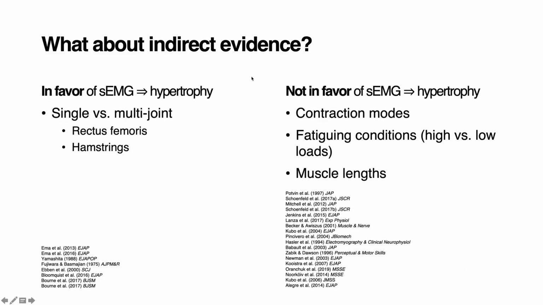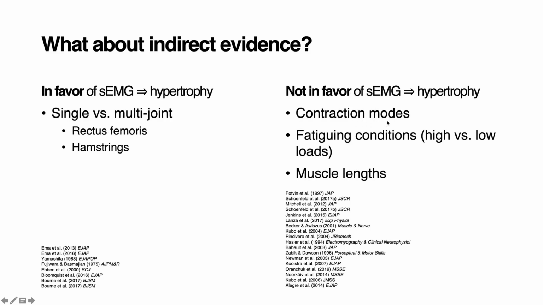So there's some evidence in favor of surface EMG implying hypertrophy, specifically in single versus multi-joint studies. For rectus femoris, for example, you don't typically see very high surface EMG amplitudes in multi-joint movements, but you do in single joint movements. And the same is true for actual hypertrophy of the rectus femoris. So you tend not to see a lot of hypertrophy in multi-joint movements, but you do for single joint movements, namely the leg extension.